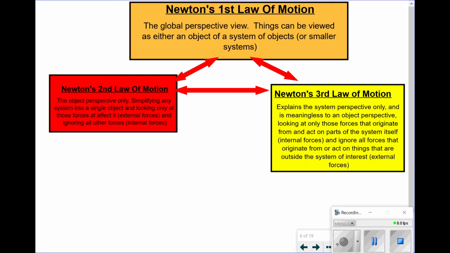We can also think of Newton's three laws from a perspective issue. The first law of motion, the only true rule that we have, is a very global perspective. This applies to both objects and systems. An object's motion will not change unless there's an external influence to make it change, just like a system's overall motion will not change unless there's an external influence on the system.